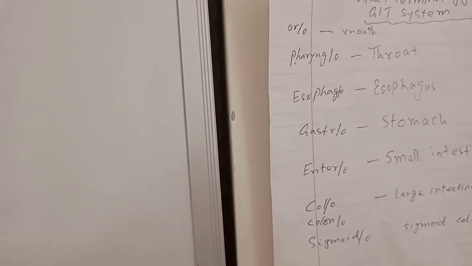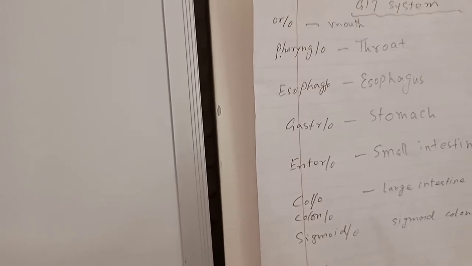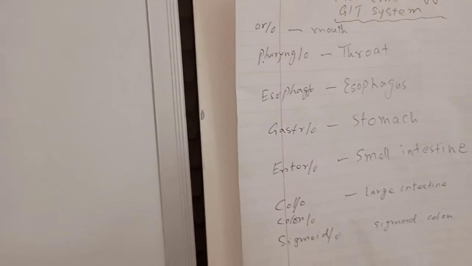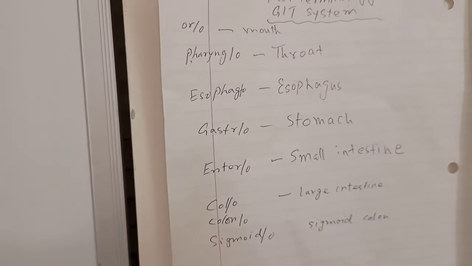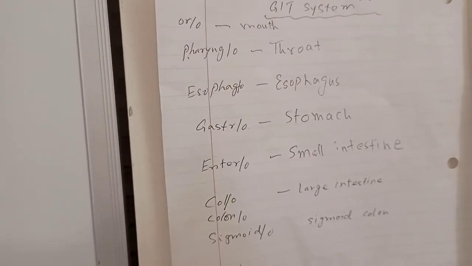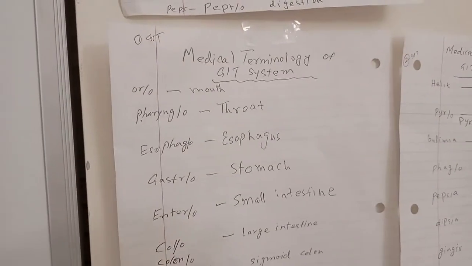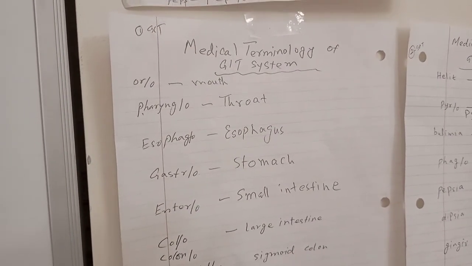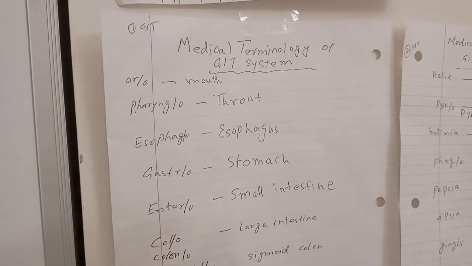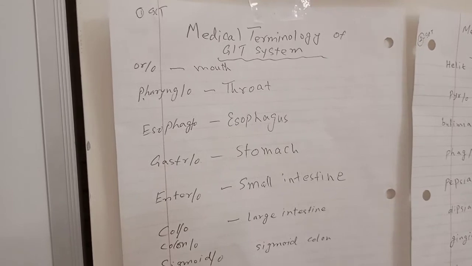Esophagus. Esophag is the word root for esophagus, that is food pipe. Esophagitis. Dysphagia. Dysphagia is difficulty in eating. Aphagia. A means no. No eating. Aphagia, dysphagia. Difficulty, no eating.